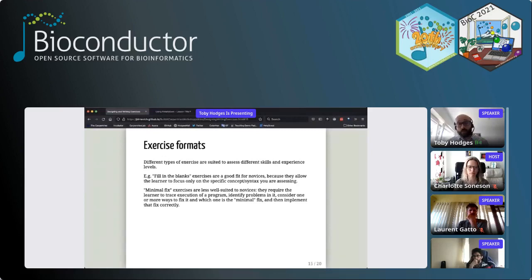If you're working with what we refer to as competent practitioner learners, people who already understand the basics and have learned the strategies for debugging and trying things out and testing to figure out where exactly the problem is and so on, then some of these more advanced kinds of formats like minimal fix will work a little better.